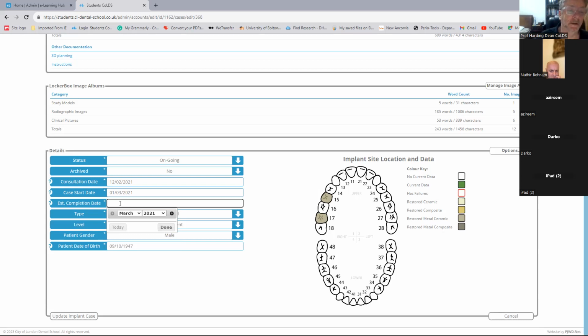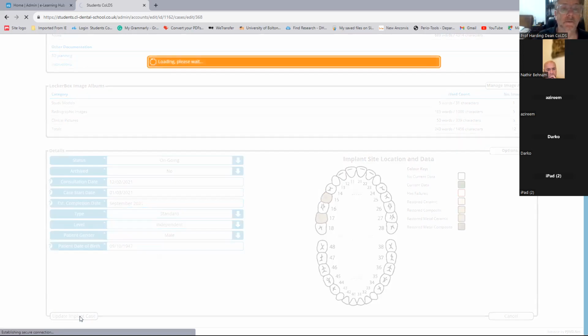Estimated completion date. Now, normally it takes about 6 months, so you'd be putting down probably sometime in September. And done. So it's kept it. That just gives you an idea of how you're performing. Did you overrun what you thought? Standard treatment, you're doing it independent. It was a male. You've got his date of birth. We can update the case. You're just updating it now. Fingers crossed.